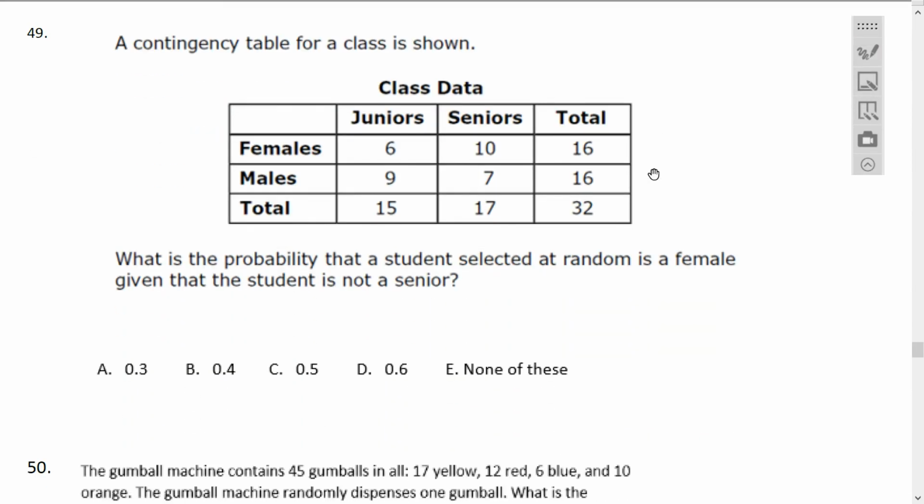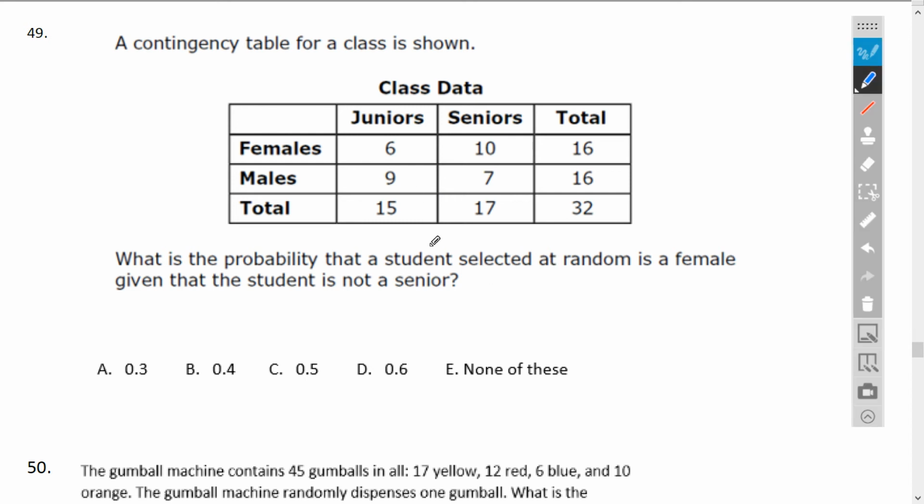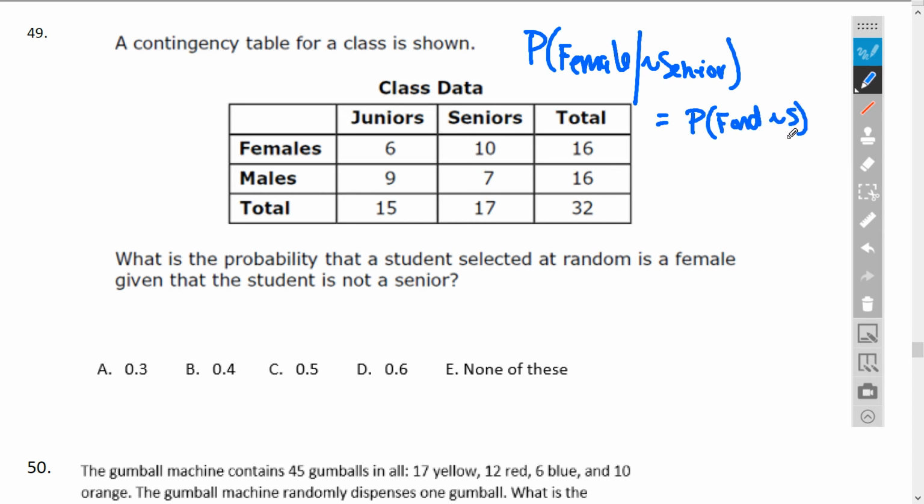Number 49, a contingency table for the class is shown. What is the probability that a student selected at random is a female given that they are not a senior? So the probability of female given they are not a senior. Okay, so the formula for conditional probability is the probability of both in the numerator, female and not a senior, over the probability of what's given, so the probability that they're not a senior.